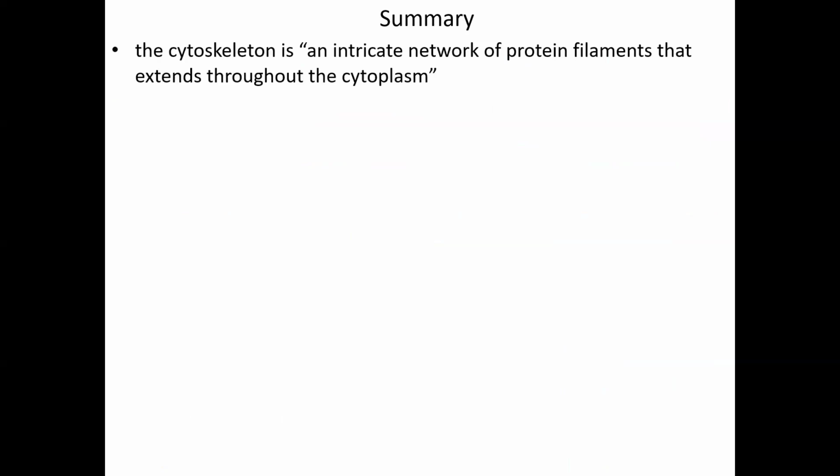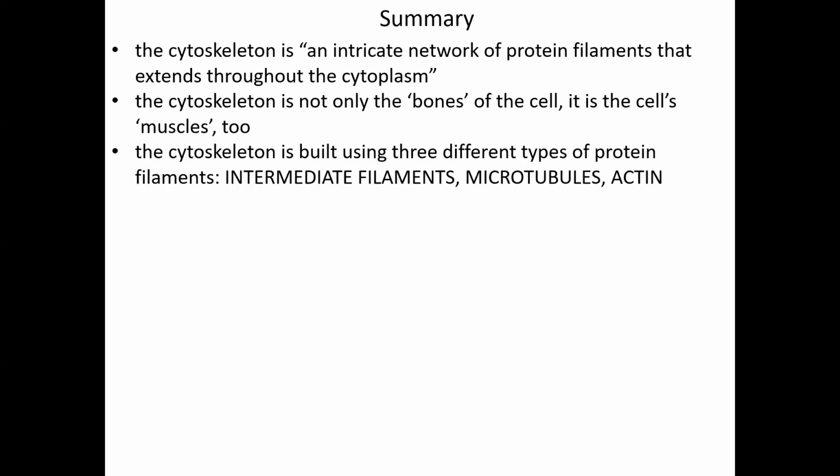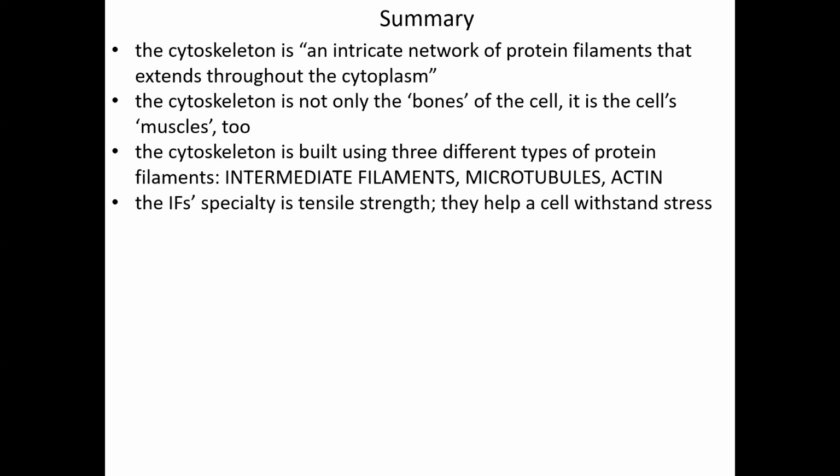What did we talk about here? Well, we hopefully made the case that the cytoskeleton is an intricate network of protein filaments that extends throughout the entire interior of the cell. The cytoskeleton is not only the bones or the structural component of this cell's interior, but it's also the cell's muscles, allowing for all of this movement. The cytoskeleton is built using three different types of proteins: intermediate filaments that are purely structural for tensile strength, microtubules that are for internal motion of things in the cell, and actin that is for cellular movement itself.